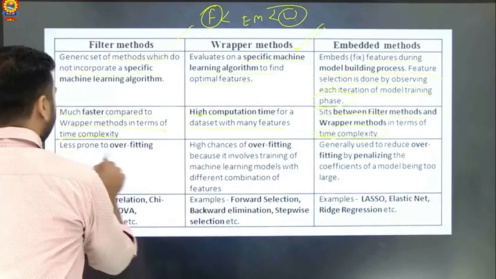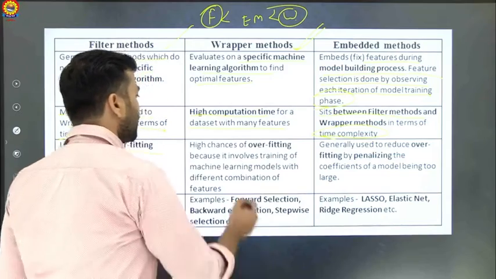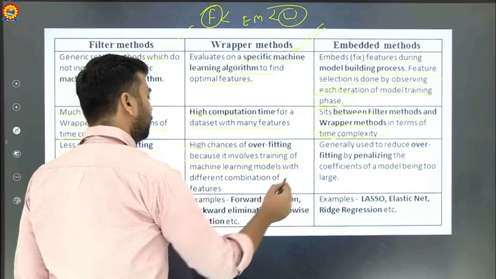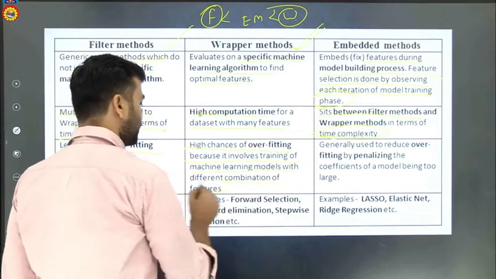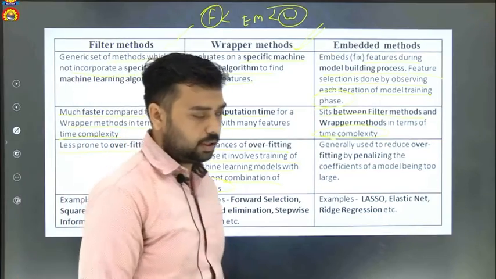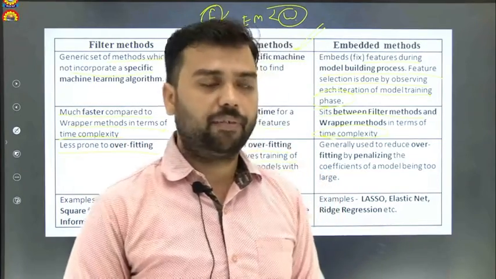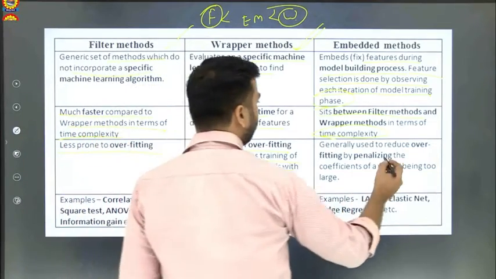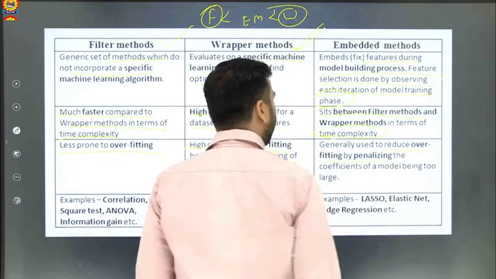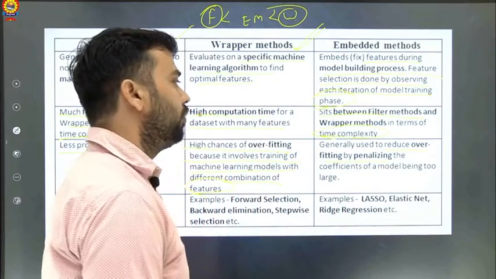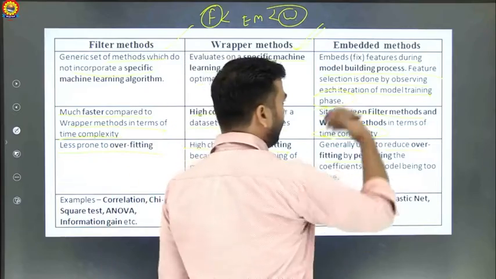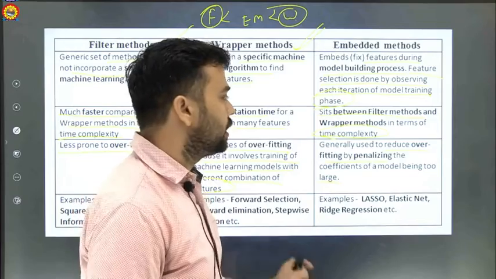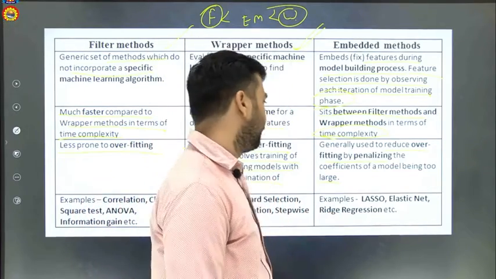Next is overfitting. The wrapper method has a high chance of overfitting because it involves training a machine learning model with different combinations of the features. Embedded methods generally reduce overfitting by penalizing the coefficients of the model for being too large, since the selection happens at the time of building the model.